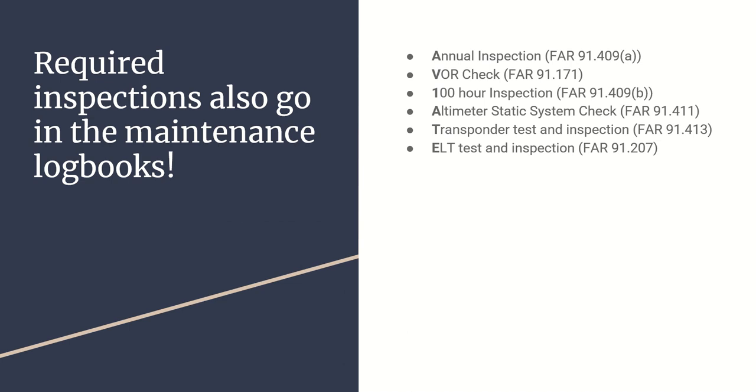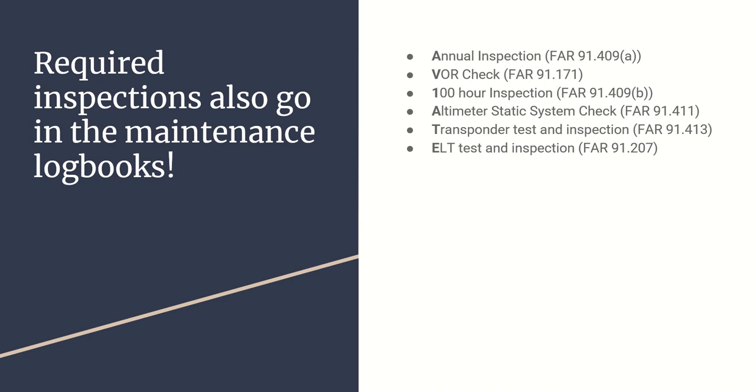Okay, so we learned about Aero for documents. Aviate is for inspections. So here are all the inspections we should be able to find in the maintenance logbooks. We have the annual inspection, which is every 12 calendar months. We've got the VOR check, right? We've got the 100-hour inspection, which, surprise, surprise, is done every 100 hours.